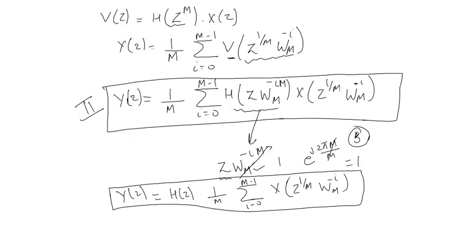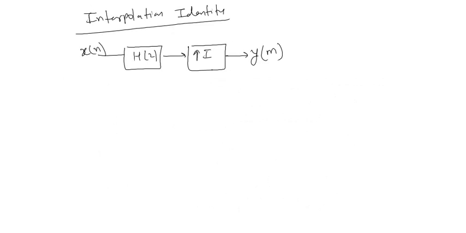Now the same thing we can use for interpolation. So this is the first identity, and the equivalent identity says that you first interpolate. When you interpolate it, what will happen? When your input is x2 of n, your interpolation is n will change to m. Okay, m will change to m, right?